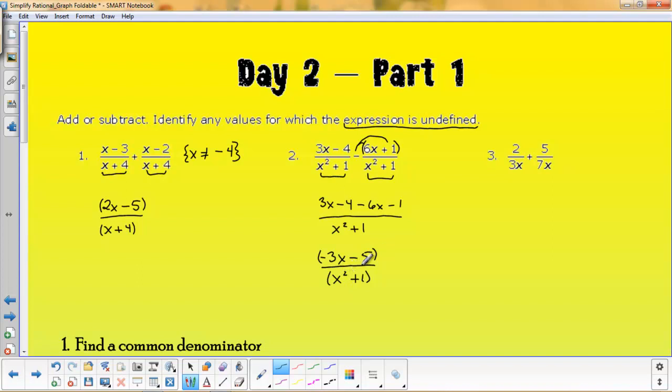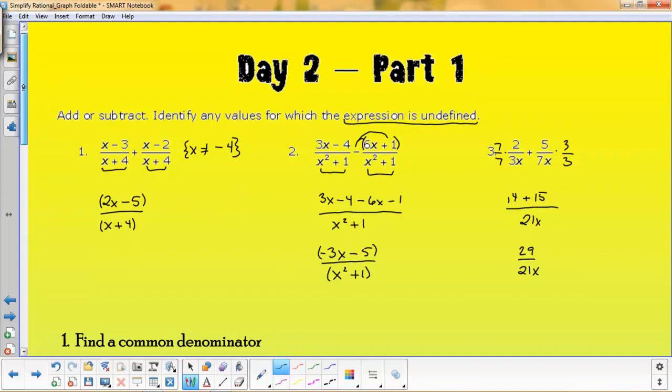Number 2 is done. We need to find a common denominator here. The common denominator we're looking for is 21x. And the number that we need to multiply the first fraction by to make 21 is 7. The number we need to multiply the second fraction by to make 21 is 3. So that's going to give us 14 plus 15, which is going to be 29 over 21x. 29 and 21 will not reduce any further, therefore we are finished.